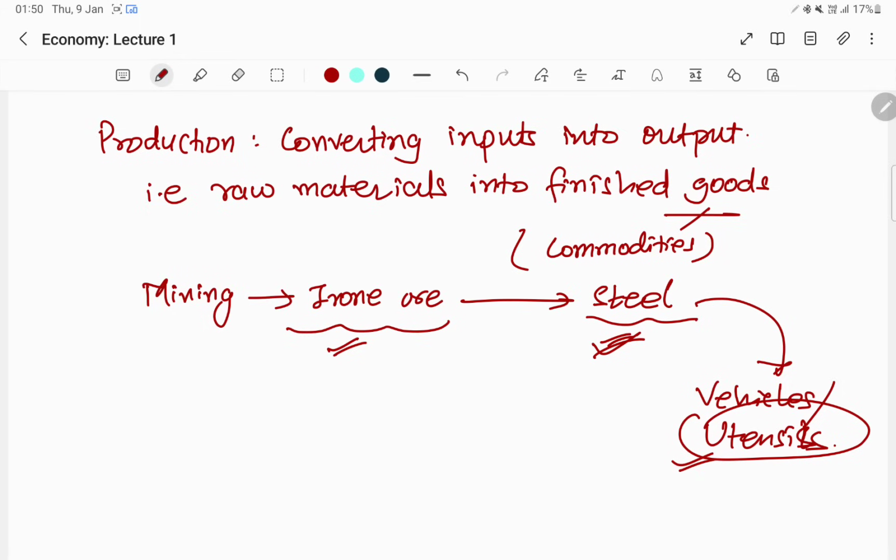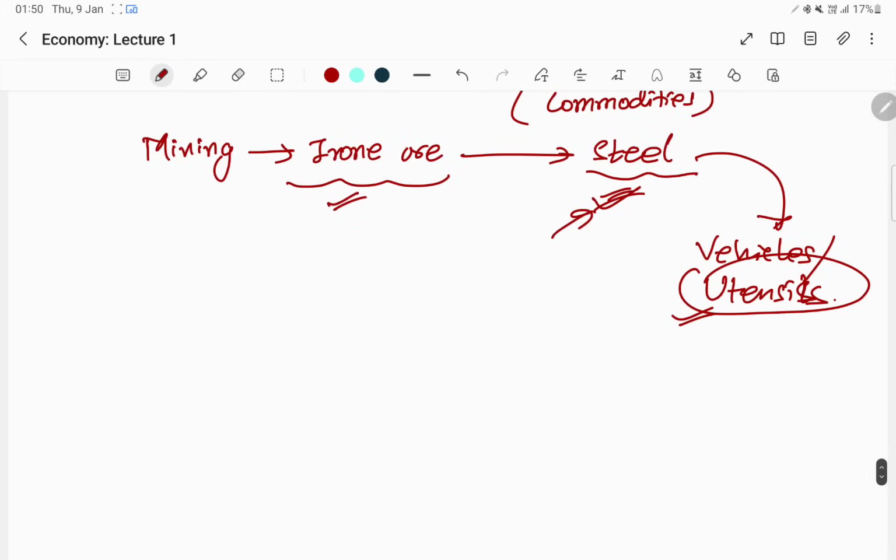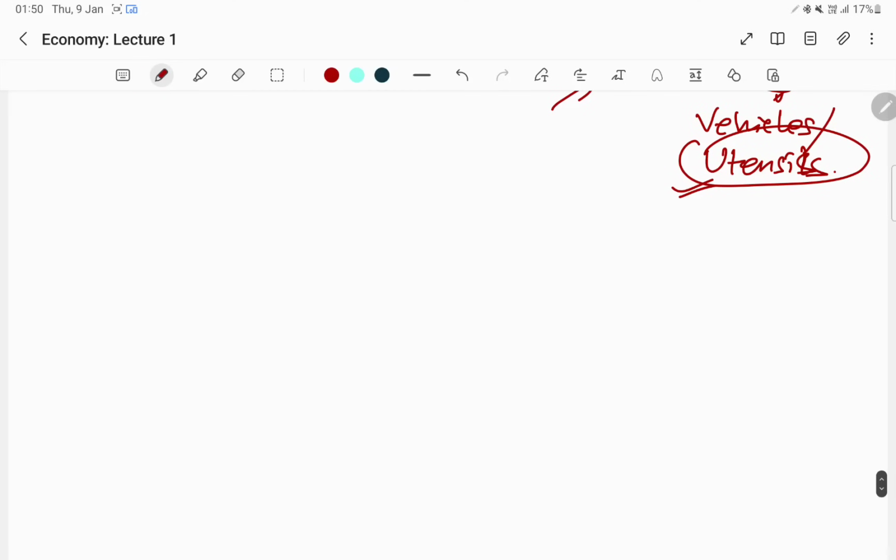There is a concept also of intermediate goods. We are not going into it right now. Right now we are making it very simple. Production is nothing but from raw material to finished goods. There is a concept of intermediate goods also. We will take it at a different point of time. Okay, so this is production.